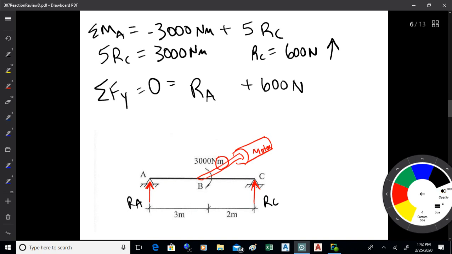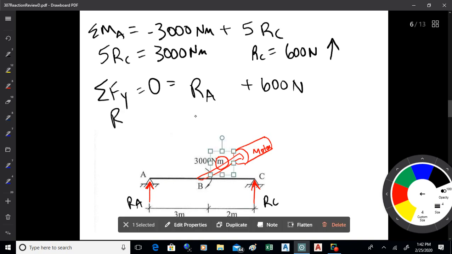So what that's trying to do is spin that beam like a propeller clockwise. So to prevent that, RC has to push up on it with 600 newtons, and RA has to actually pull down on it with 600 newtons. Okay, so RA I didn't show in the proper direction there. So I got a negative sign on my answer. That means it's going that way. The negative sign means my assumption was incorrect initially. It doesn't act up, it acts down.